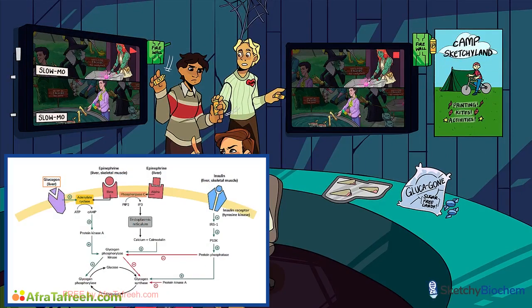During a fast, low blood glucose stimulates the release of glucagon from the pancreatic alpha cells. Glucagon binds to the glucagon receptor present on hepatocytes. The glucagon receptor belongs to the large class of G-protein coupled transmembrane proteins. Binding to the receptor ultimately leads to activation of adenylate cyclase, which cleaves ATP to cyclic AMP. Cyclic AMP will then activate protein kinase A.